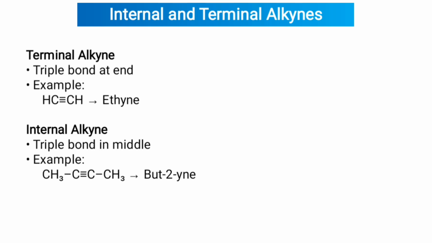Internal and terminal alkynes. Terminal alkynes have the triple bond at the end, example HC≡CH, ethyne. Internal alkynes have the triple bond in the middle, example CH3-C≡C-CH3, which is but-2-yne.